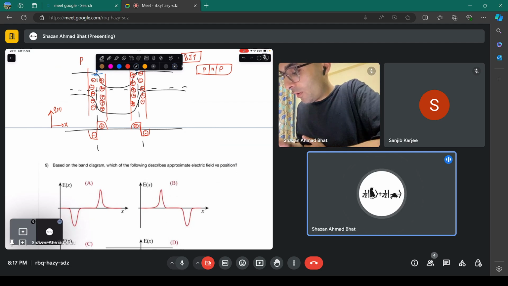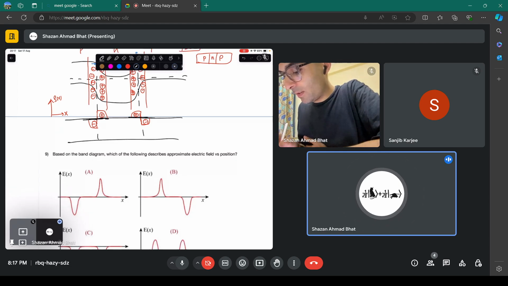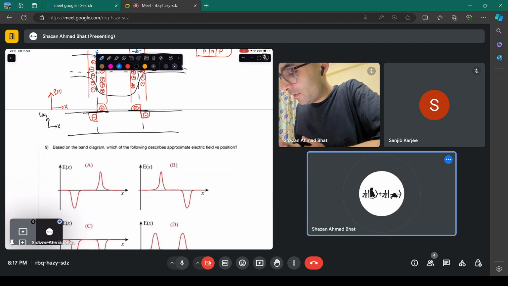And you have to draw the positive above the axis and negative below the axis. That's why it is opposite here. Positive above the axis, negative below the axis. Now you draw the electric field profile. Electric field in this direction, x in this direction. The electric field will be from positive to negative here, positive to negative here.